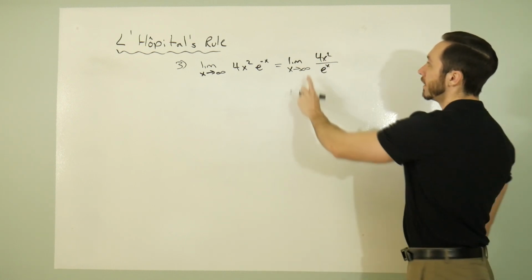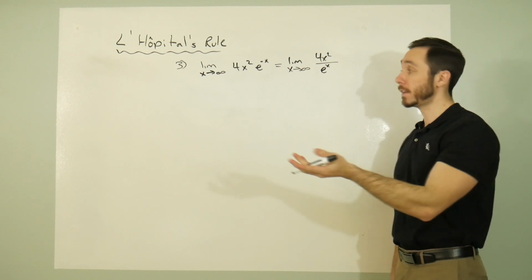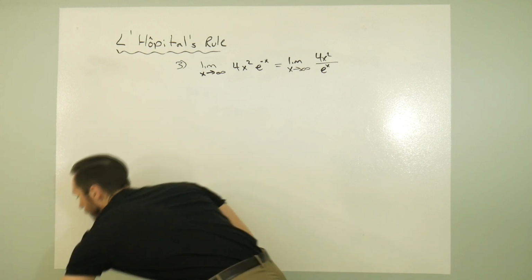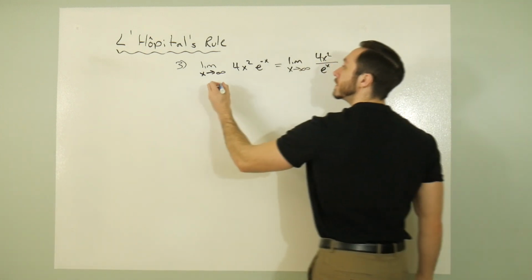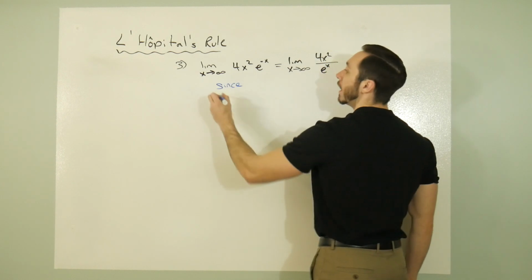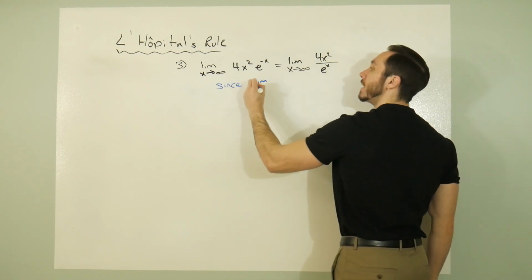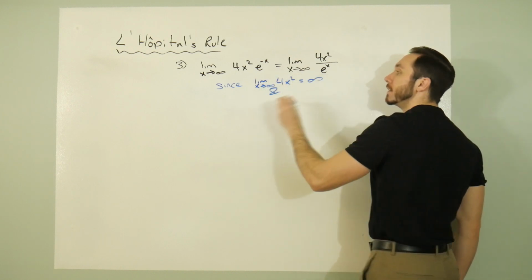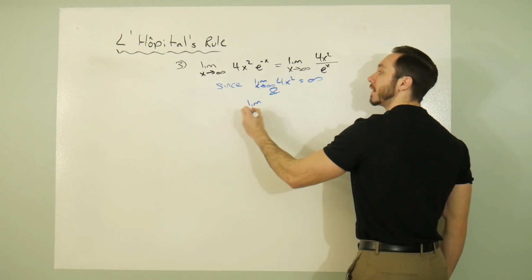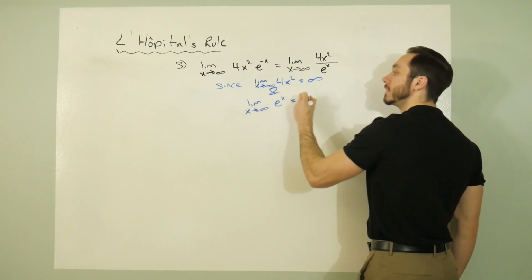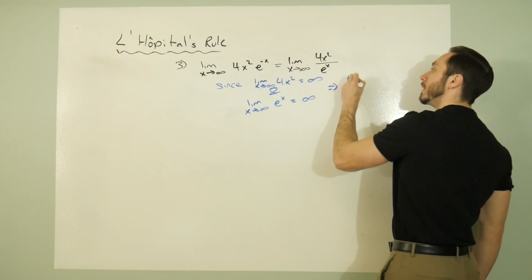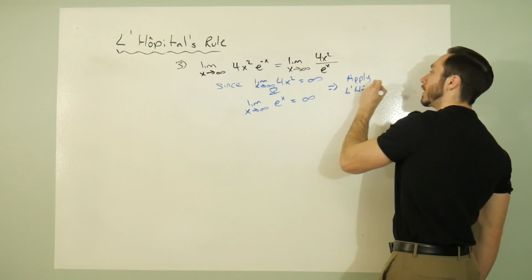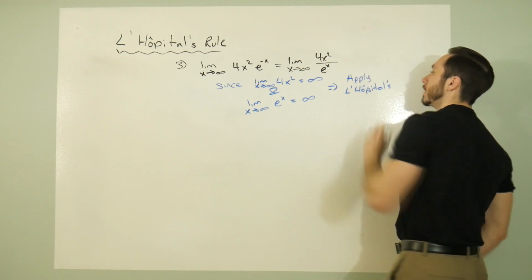Sure enough, if I plug in infinity, I get infinity up top and infinity down below. So that's where I'm going to make the statement in blue. Since the limit as x approaches infinity of 4x squared is equal to infinity, likewise, the limit as x approaches infinity of e to the x is equal to infinity, this implies we can use L'Hopital's rule.